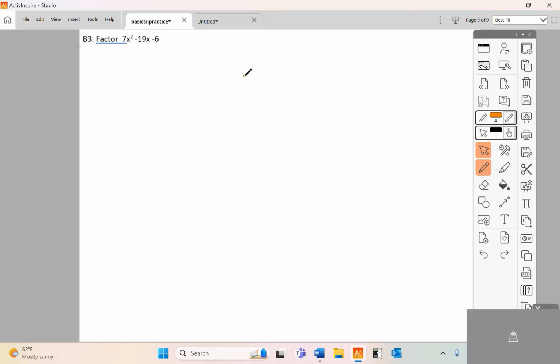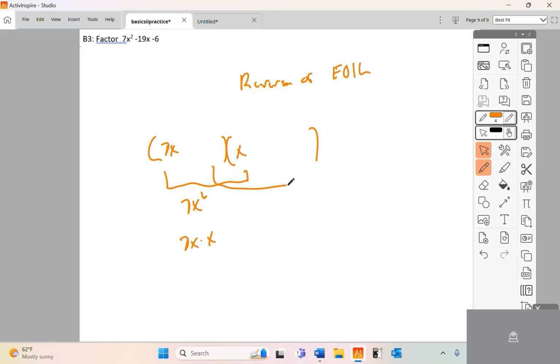This is kind of like the reverse of, you guys probably know FOIL, but it's the reverse of FOIL. That's what it is. I'm going to fire up a double set of parentheses, and what goes here has to make 7x squared. And I know that 7x times x is going to generate 7x squared. Well, what goes here has to generate negative 6. So my choices here are like 1 and negative 6, or 6 and negative 1, or 2 and negative 3, or negative 2 and positive 3.